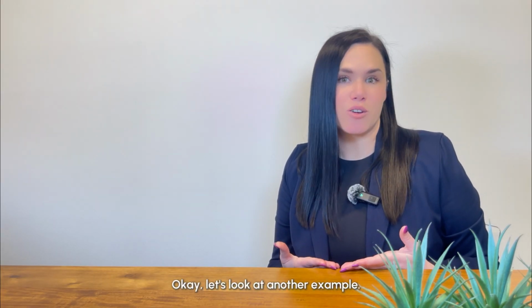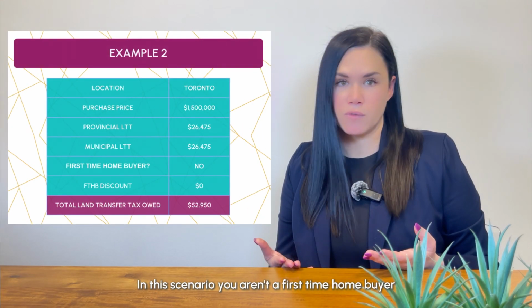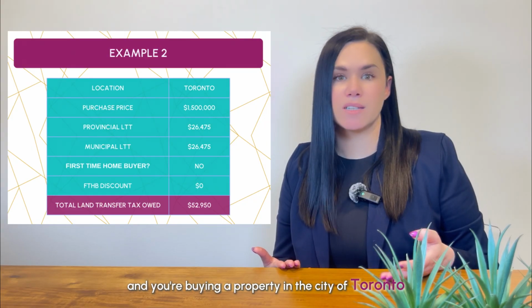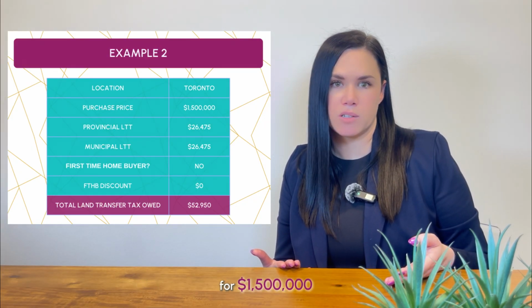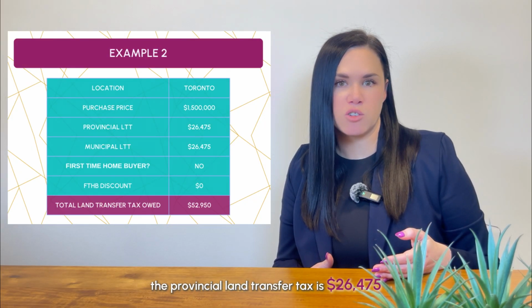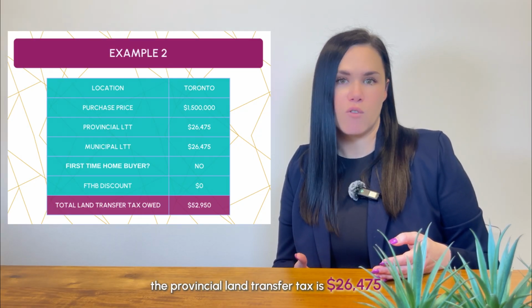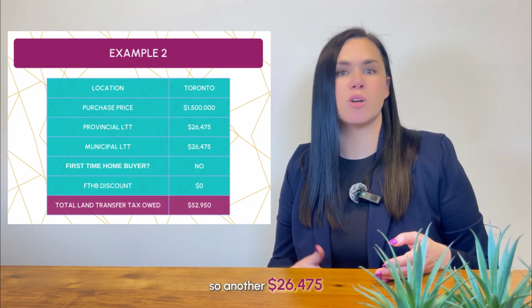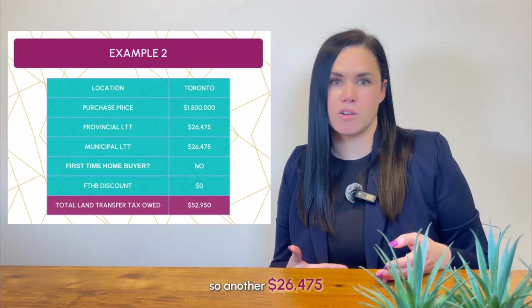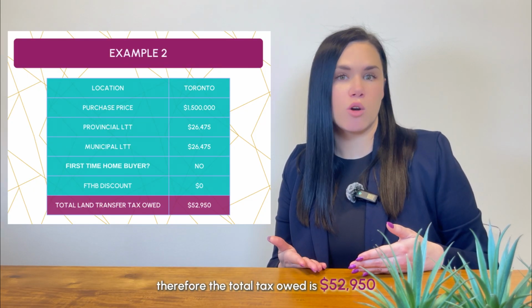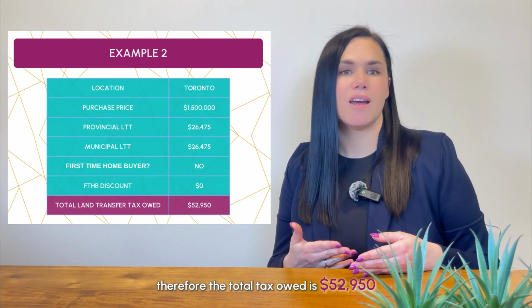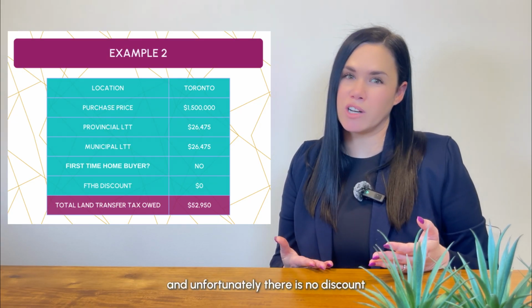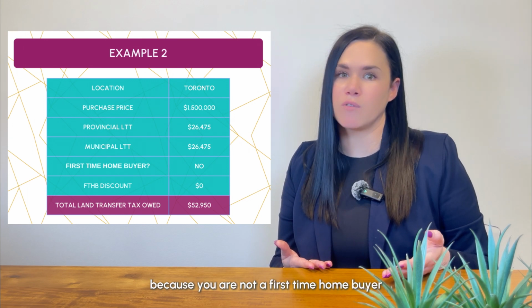Okay, let's look at another example. In this scenario, you aren't a first-time homebuyer and you're buying a property in the City of Toronto for $1.5 million. For this purchase price, the provincial land transfer tax is $26,475, and the municipal land transfer tax is the same amount, so another $26,475. Therefore, the total tax owed is $52,950, and unfortunately, there is no discount because you are not a first-time homebuyer.